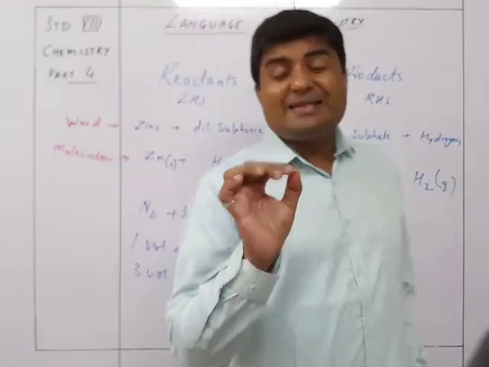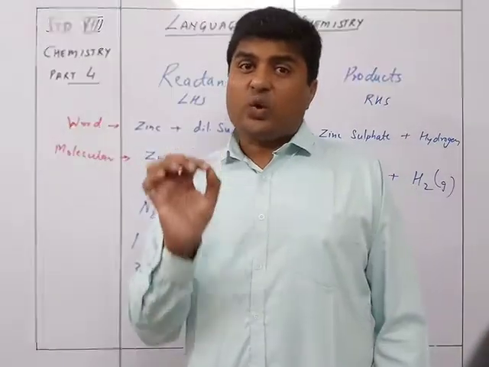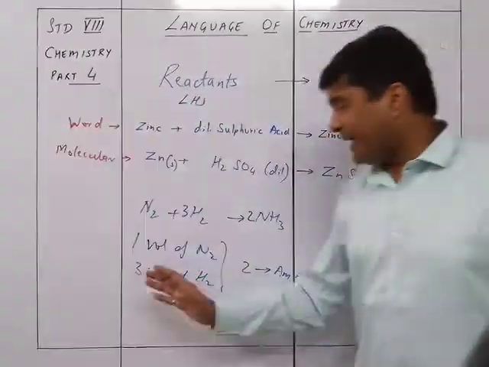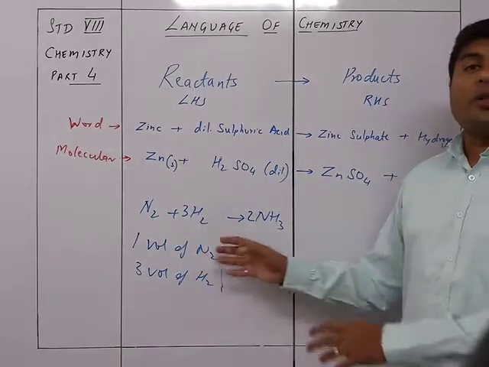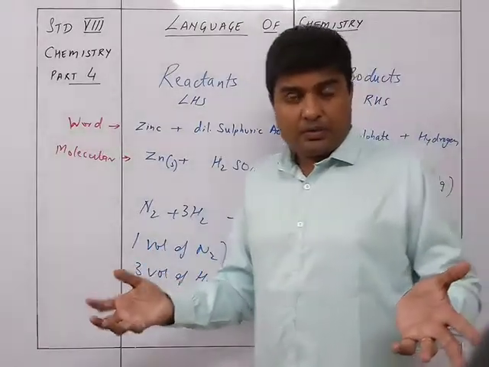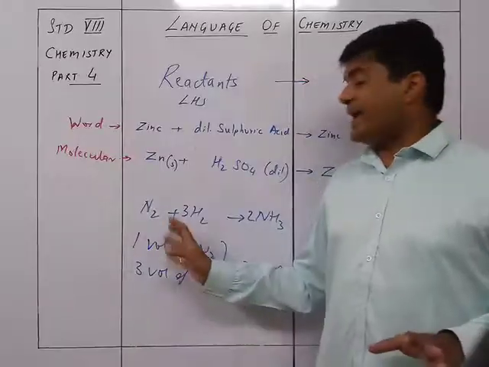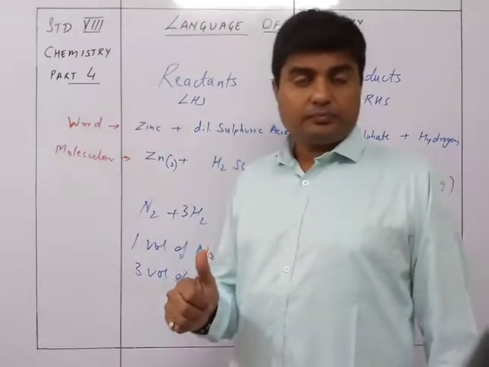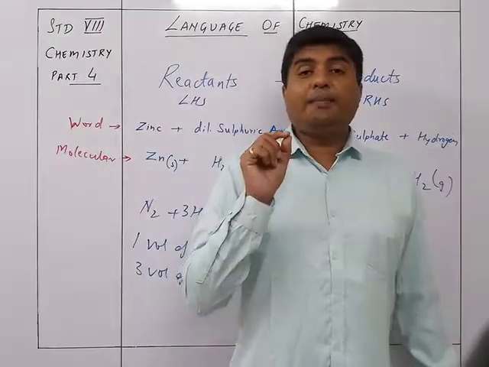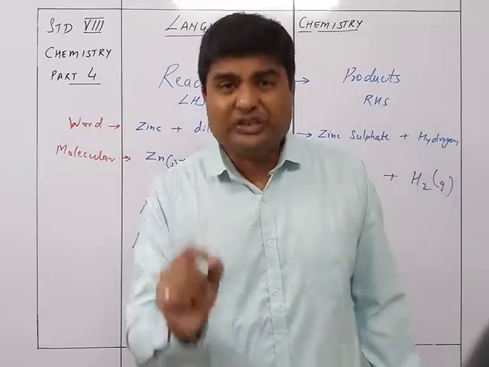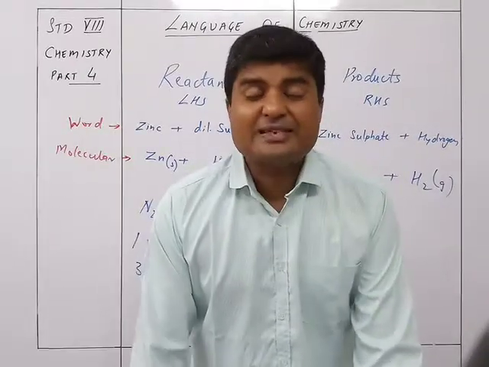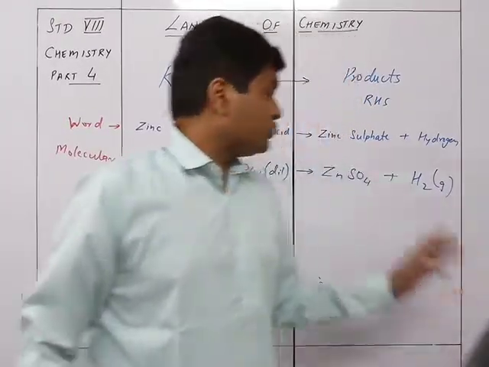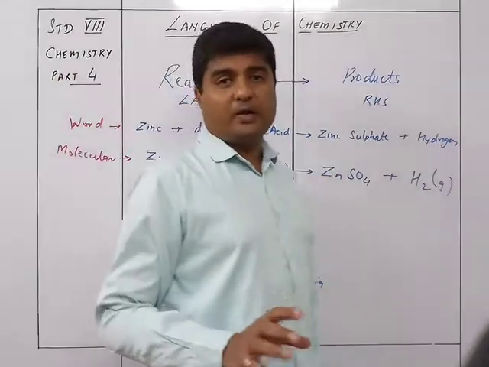So the balancing of the equation tells me the ratios in which the reactants are going to be used and the ratio in which I am going to get the product. 1 volume of nitrogen, when it reacts with 3 volumes of hydrogen, gives 2 volumes of ammonia. Got it? So this way, the balancing tells us the ratio in which the substances are going to react and are going to be produced. So these are the things you can get to know from a particular equation.